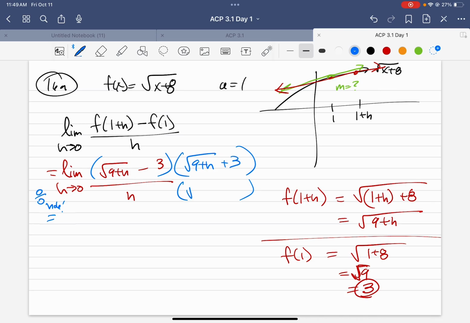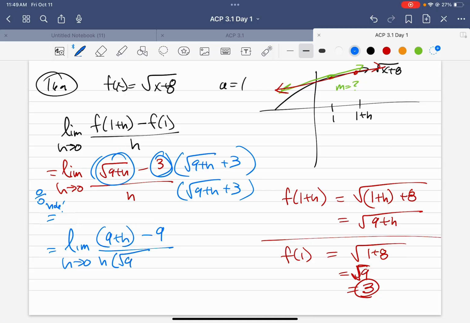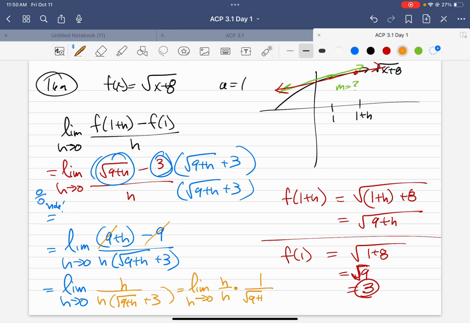Root 9 plus h plus 3, root 9 plus h plus 3. In this case, it's going to give me the first one squared, which is 9 plus h, minus the second one squared, which is 9, all over h times root 9 plus h plus 3. Why is that amazing? Because on top, the 9's cancel out. I'm left with h over h root 9 plus h plus 3. Why is that great? Because you can factor out that h over h, and you're left with 1 over root 9 plus h plus 3, right? So that's just equal to 1.